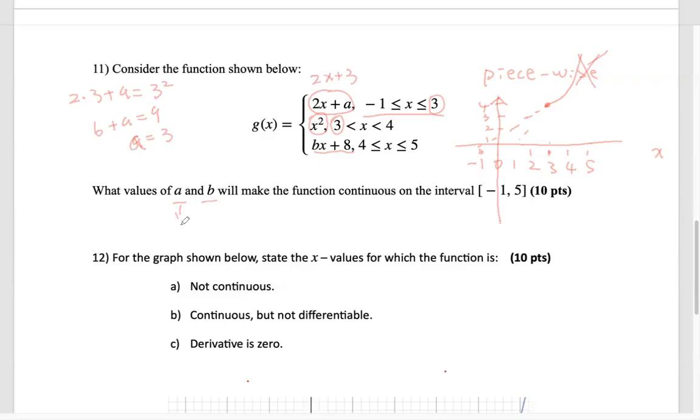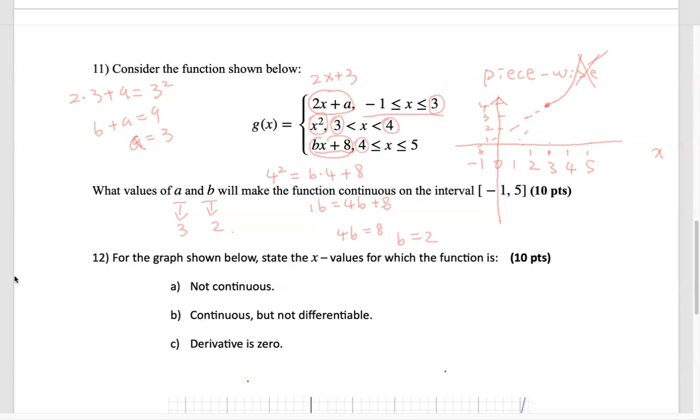So a is 3. Now what's b? Well, x squared evaluated at 4 should equal bx plus 8 evaluated at 4. So 4 squared should be b times 4 plus 8. 4 squared is 16, equals 4 times b plus 8. Means 4 times b equals 16 minus 8, which is 8. So b equals 2.